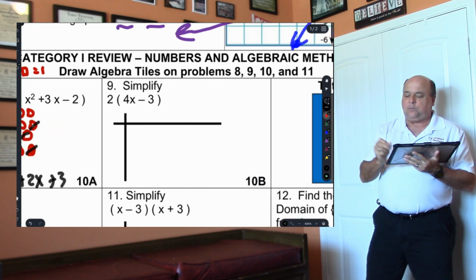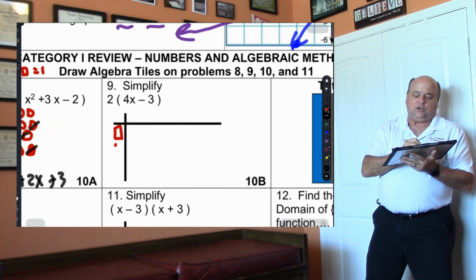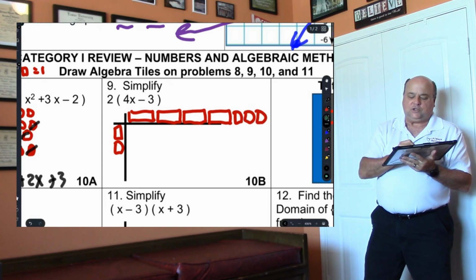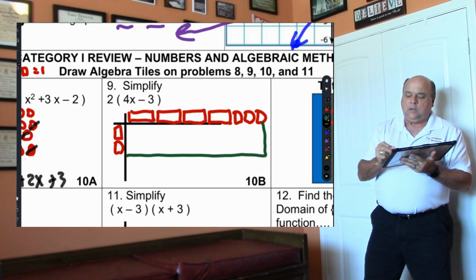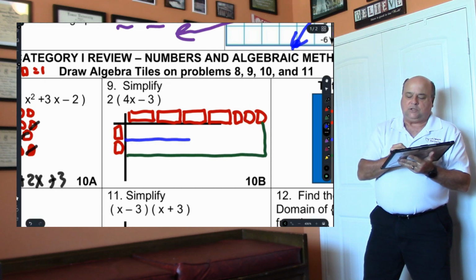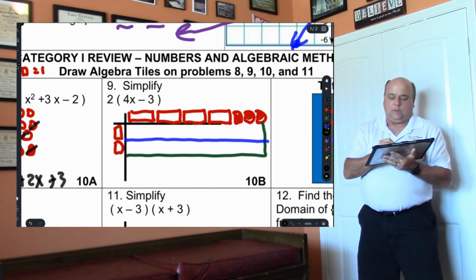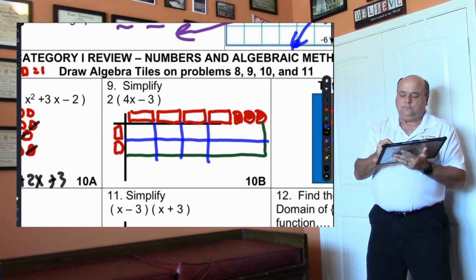This is the distributive property. So I'm going to multiply 2 times 4x minus 3. I'm going to draw my answer rectangle. And then once you have your answer rectangle done, you slice it up, right? And this 3 needs to be negative, doesn't it? So these squares are negative. So I'm going to slice up my rectangle. And the squares over here are going to be shaded, aren't they?